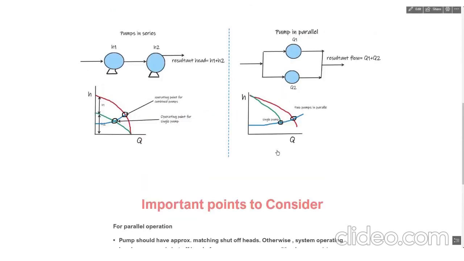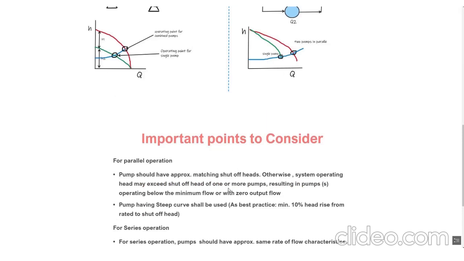So the key thing here is, in parallel pump operation, both pumps which are installed in parallel should have the same shut-off head, because if they have different shut-off heads, chances are that one pump may be led to minimum flow operation, and so they will not function efficiently together. So we have to take care of this point.